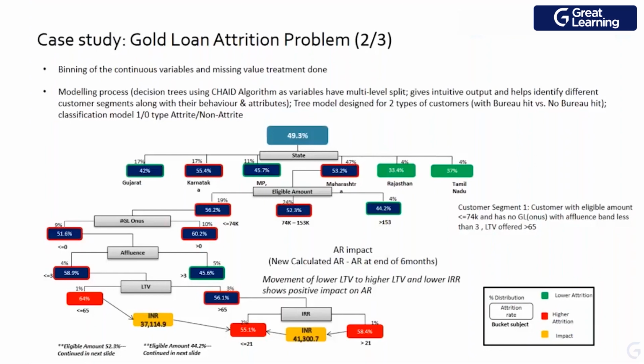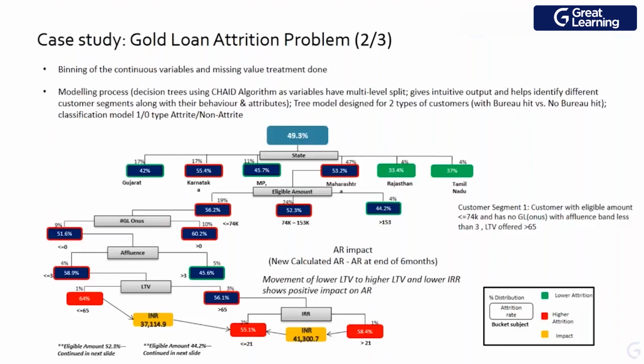In the modeling exercise, we used a CHAID algorithm because for each of these variables, you can have more than two splits. So it's a good idea to use a CHAID algorithm because it has a multi-level split. It gives you an intuitive output. And it also helped us identify different customer segments along with their behavior and attributes.